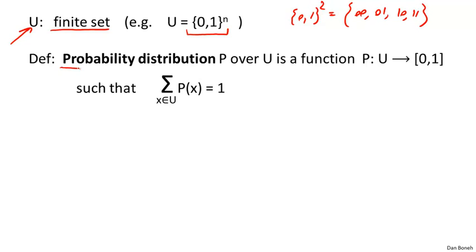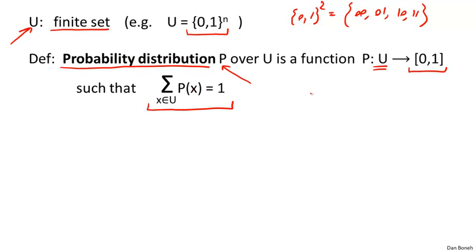Now, a probability distribution over this universe U is simply a function which I'll denote by P, and what this function does is it assigns to every element in the universe a number between 0 and 1. And this number is what I'll call the weight or the probability of that particular element in the universe. Now there's only one requirement on this function P, and that is that the sum of all the weights sum up to 1. That is, if I sum the probability of all elements x in the universe, what I end up with is the number 1.